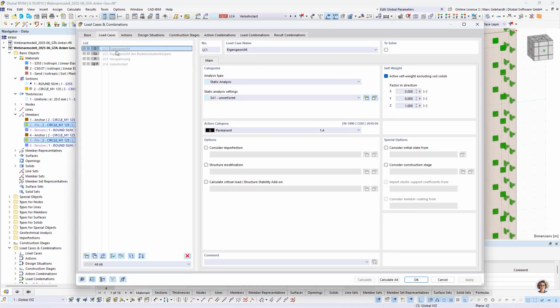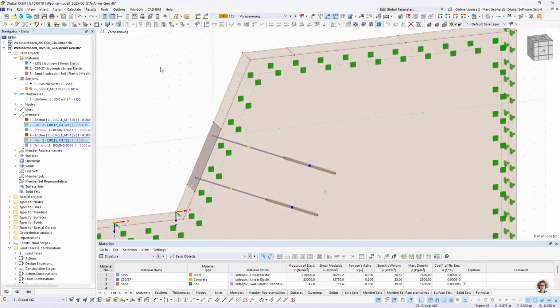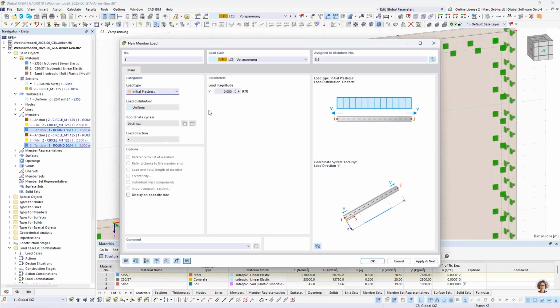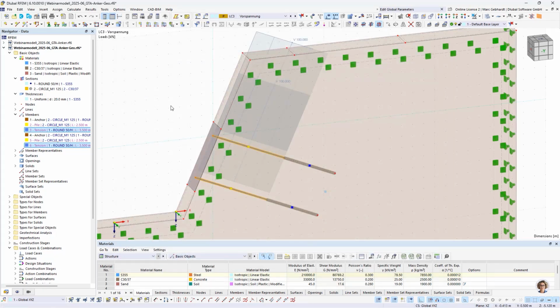See here our load cases: self-weight for the soil, the pretension for the anchors, and the vehicle load. We have to insert a pretension. Now, therefore, we can select tension parts, get a new member load on it with initial pre-stress of 100 kilonewtons. And now all loads are done.